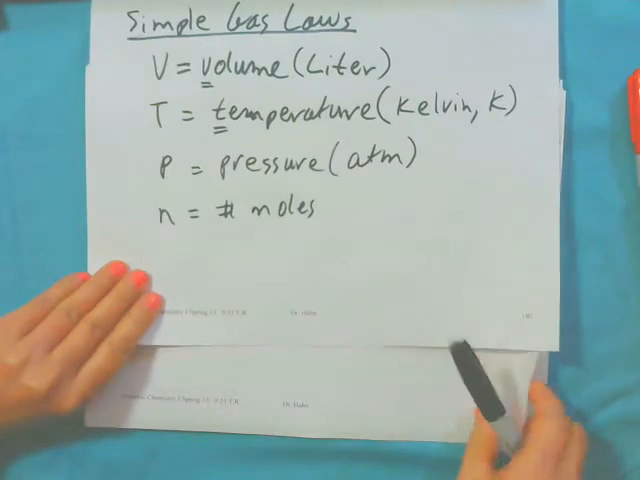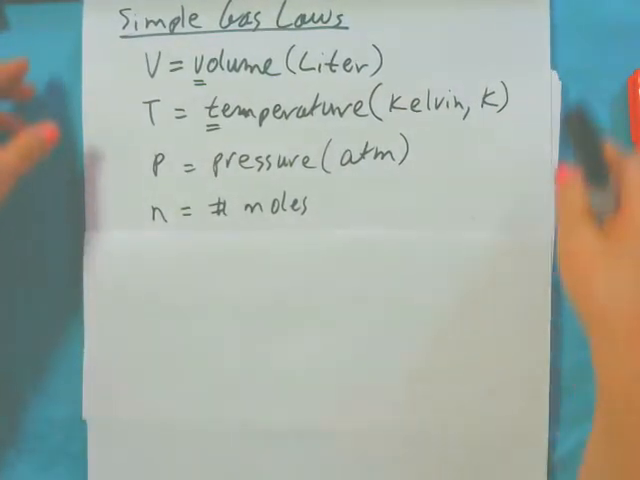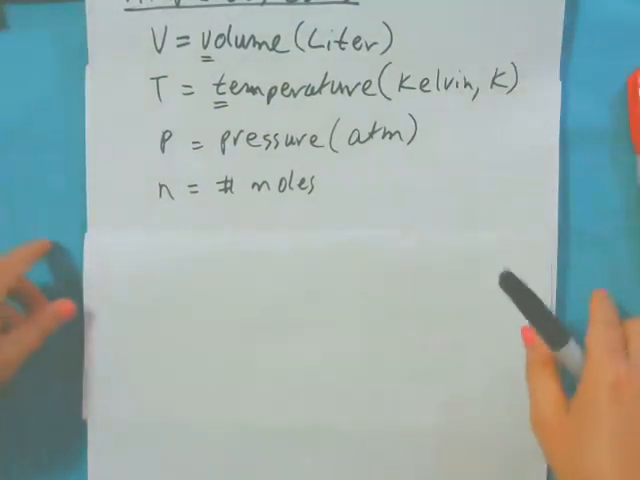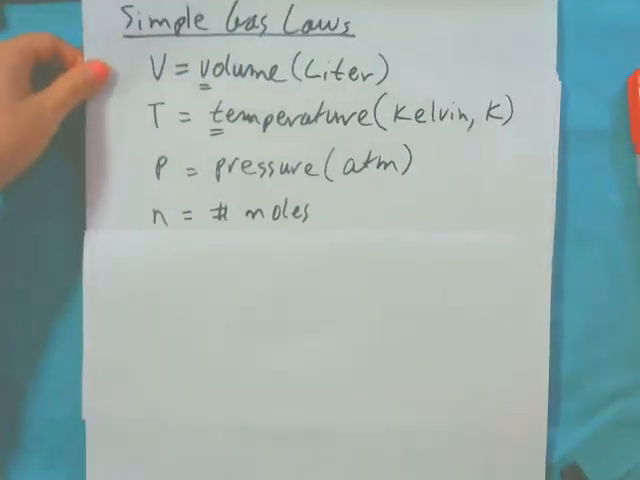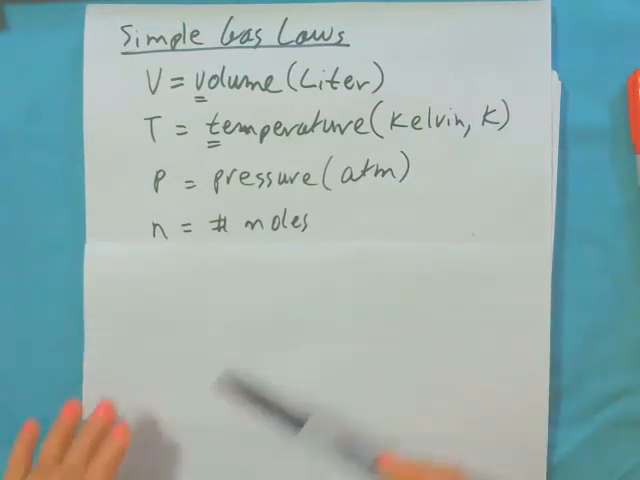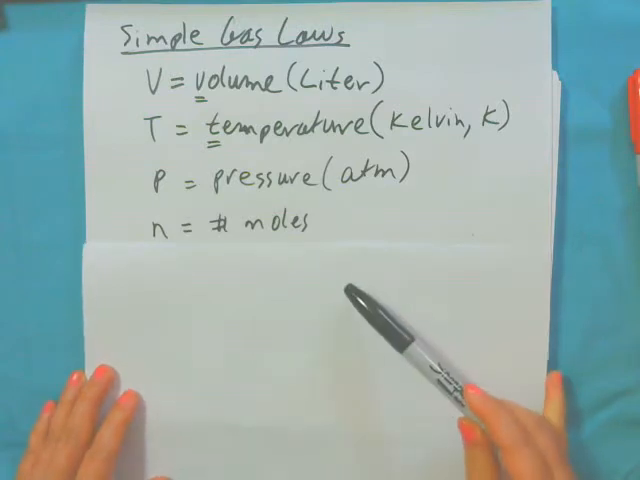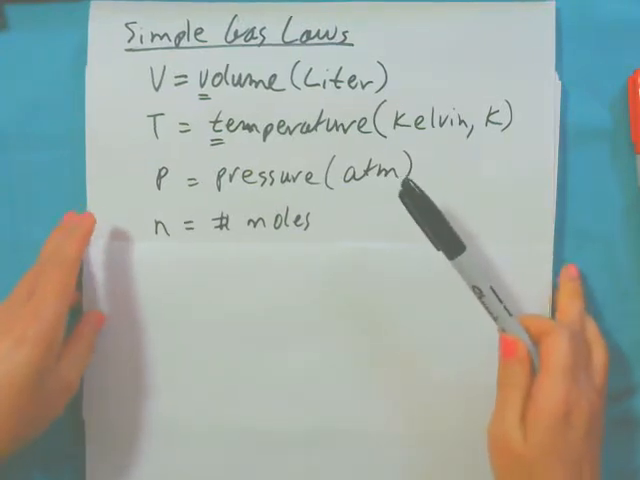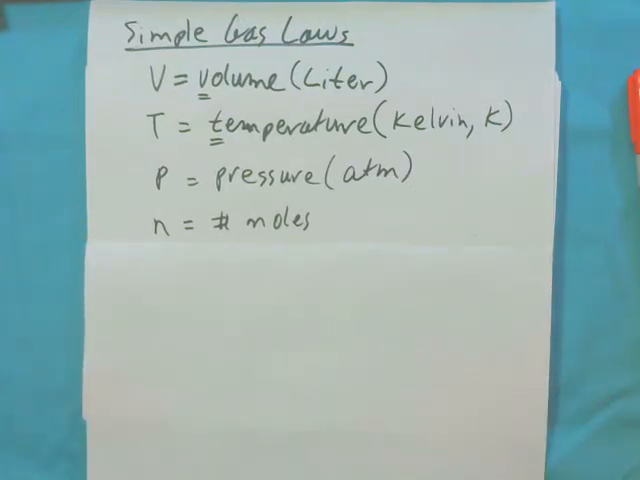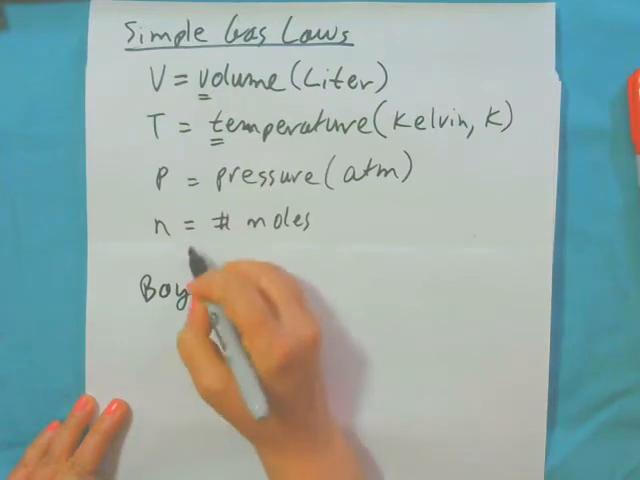So here are our simple gas laws. After we go over the simple gas laws, I'm not going to so much hold you responsible for being able to deal with them, but after we go over them, we're going to combine all the gas laws into the ideal gas law and the combined gas law, and we're going to be able to use those two gas laws to represent all of the variations of the simple gas laws. But here are the simple gas laws. So our first simple gas law is Boyle's law.